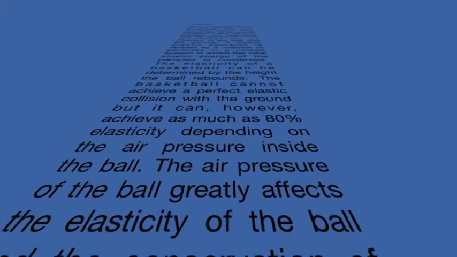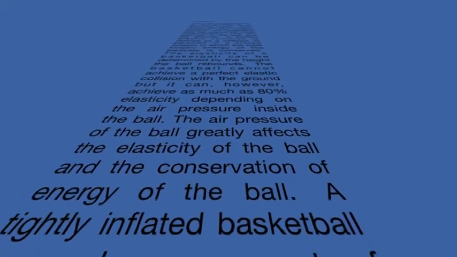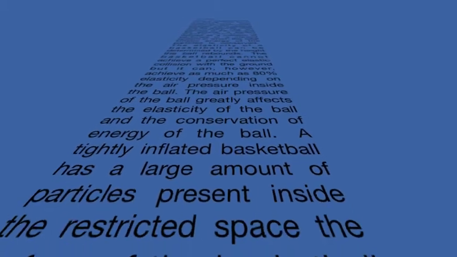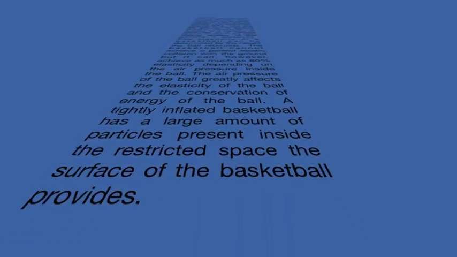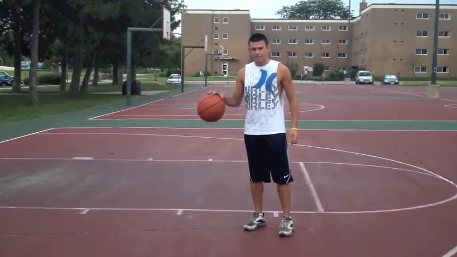The basketball cannot achieve a perfect elastic collision with the ground, but it can, however, achieve as much as 80% elasticity depending on the air pressure inside the ball. The air pressure of the ball greatly affects the elasticity of the ball and the conservation of energy of the ball. A tightly inflated basketball has a large amount of particles present inside the restricted space the surface of the basketball provides.